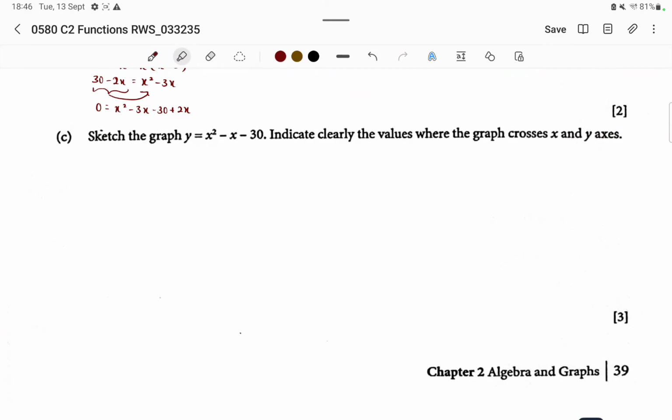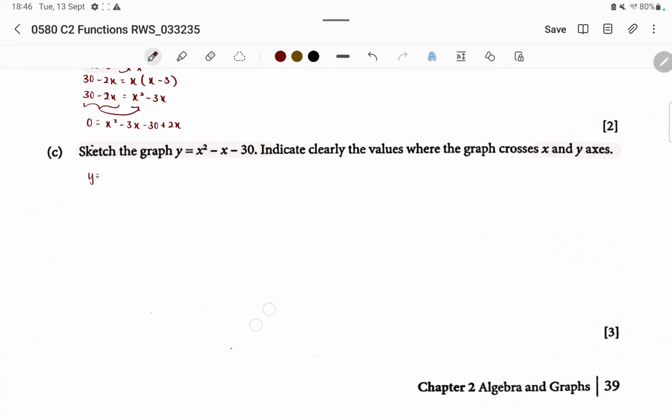Sketch the graph. Indicate clearly where the graph crosses the x and y axis. So this one you have to see if we can factorize this one. This one you can press calculator. So when you press calculator, you should get x equals 6, x equals negative 5.